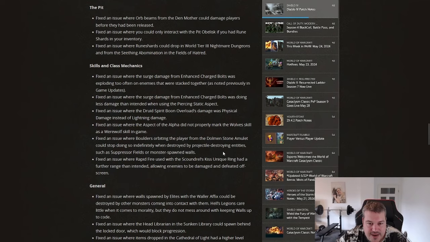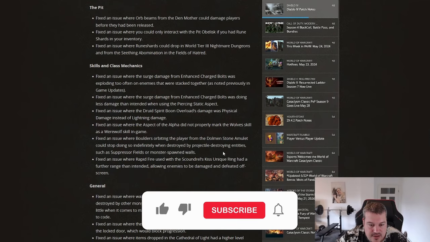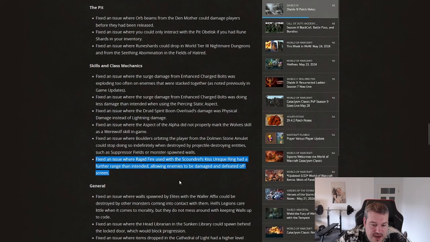And then regarding the skills and classes, I think the most interesting one to talk about here is actually that they fixed the shenanigans with Rapid Fire and Scoundrel's Kiss. For the people that don't know, with that combination, it was actually possible to kill almost anything off screen. It made pushing really, really easy. And I'm glad this is being taken down. Even though I don't think there's going to be consequences for people using it.